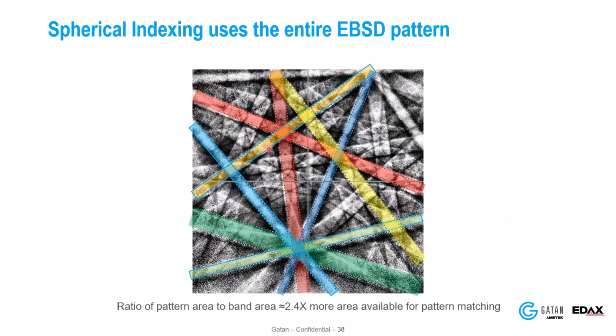So this is just a little model I made, and I could make these little rectangles to fit the bands and calculate the area relative to the area of the pattern. And you see, there's about 2.5 times more area available within that pattern than what we're actually using with the Hough transform. So there's a higher, I like to think of it as an information density, in the whole pattern than what we're extracting from the Hough transform.